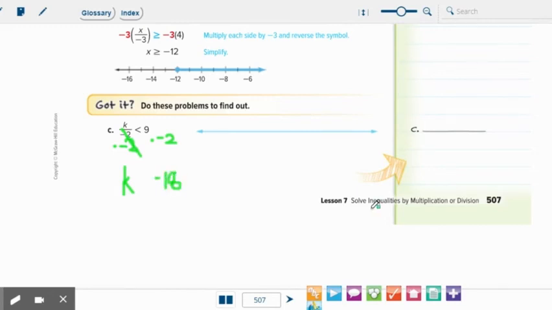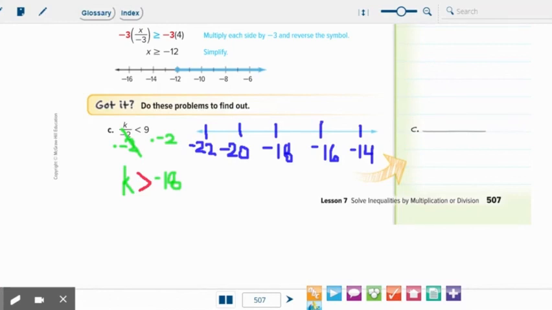Let's think about what inequality symbol we need. It was a less than symbol. However, we multiplied by a negative number. We need to use the flip-flop rule. We need to flip the inequality symbol because we multiplied by a negative number. So let's flip the inequality symbol to greater than. This is the solution. K is greater than -18.